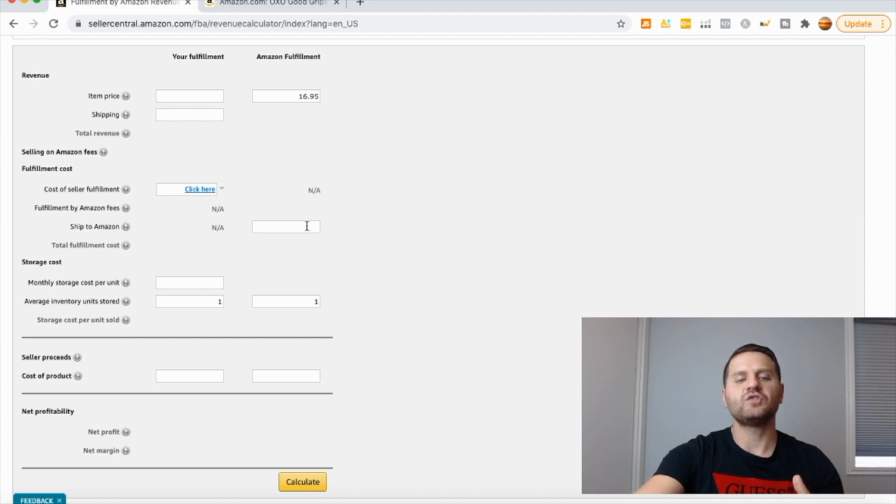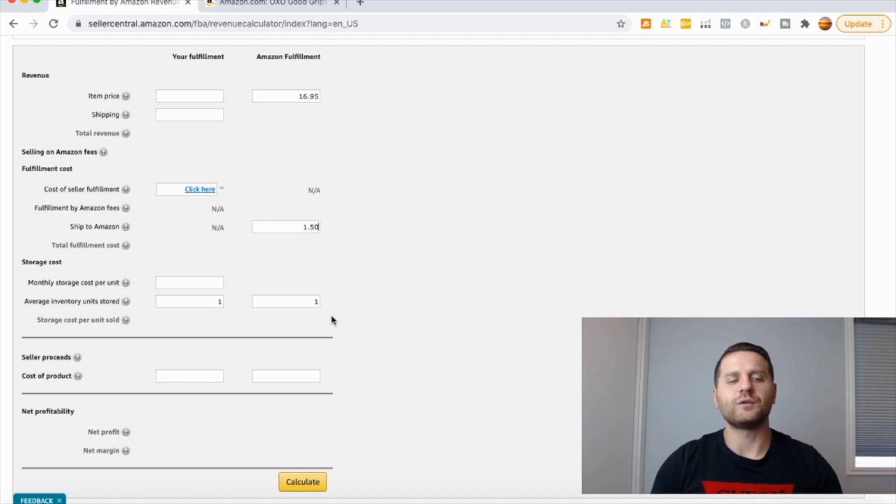The next part is the ship to Amazon cost. I usually put the highest number possible here. I put $1.50. On average, it will be around $1 to $1.25 per unit, but I always put the highest number, $1.50. So if my profit margin is high, I know that if I reduce it to $1 to $1.25, I'm going to have an even higher profit margin. So let's go ahead and put $1.50.